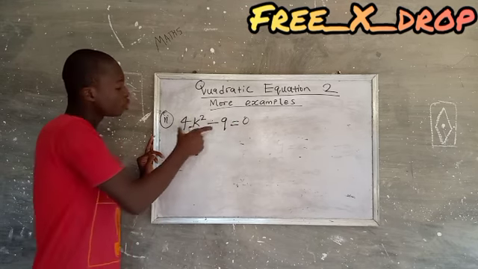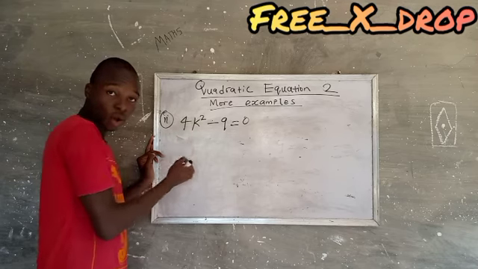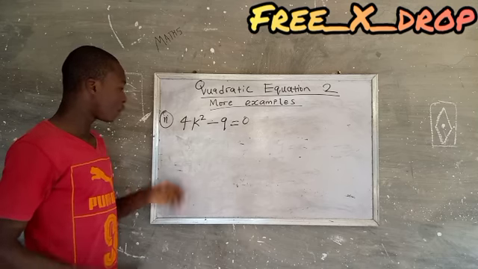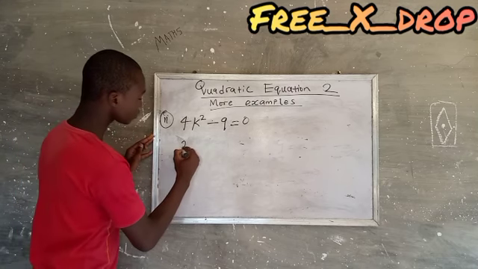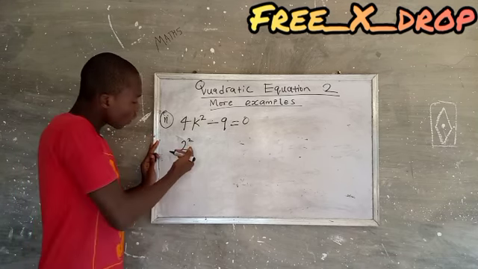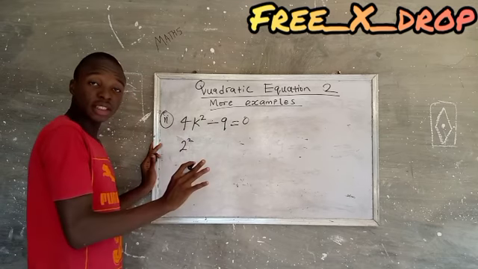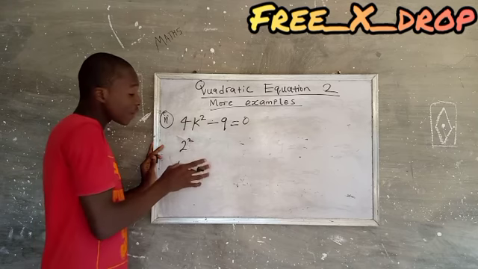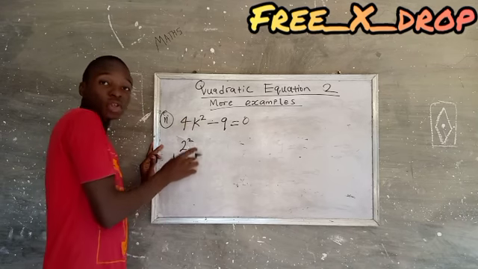So what do you do? You turn these ones to a number that has square. Now, which number can you square that will give you 4? It's actually 2 squared. 2 squared is the same thing as 4, so we have not changed anything. Just that for us to solve, we have to convert it to a number that has square.